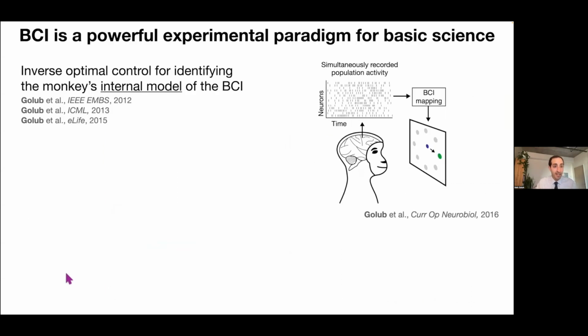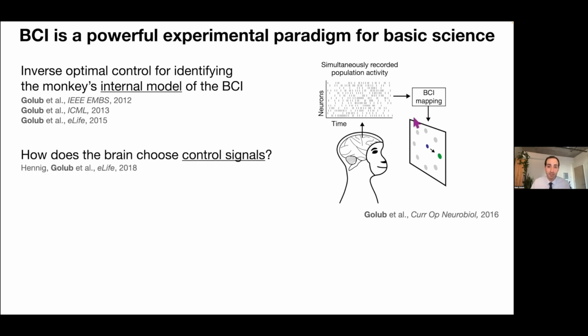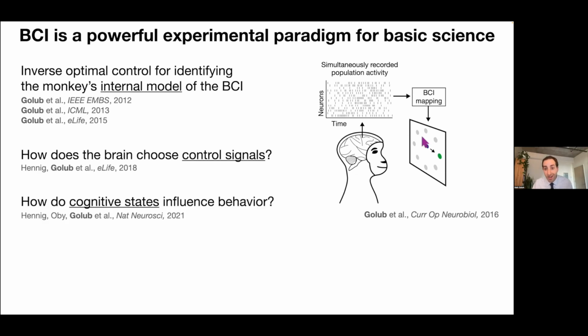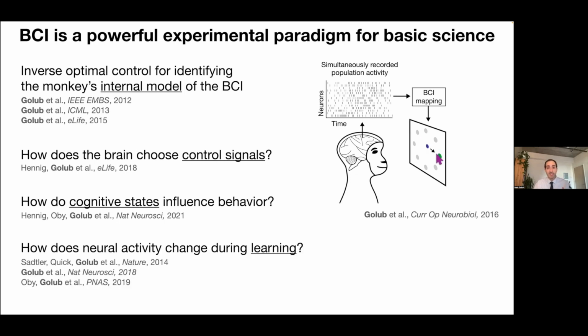So in one line of work, I developed probabilistic inverse optimal control methods for identifying what is the monkey's internal model of this BCI mapping. And there I found that a mismatch between the animal's internal model and the actual mapping explained a majority of the monkey's mistakes. In another project, we asked, how does the brain choose which control signals to send when many different control signals redundantly map to the same cursor movements? We also asked, how do cognitive states influence behavior? And how does neural activity change during learning? Now I want to take one of our deep dives and talk a bit more about this last project on learning.